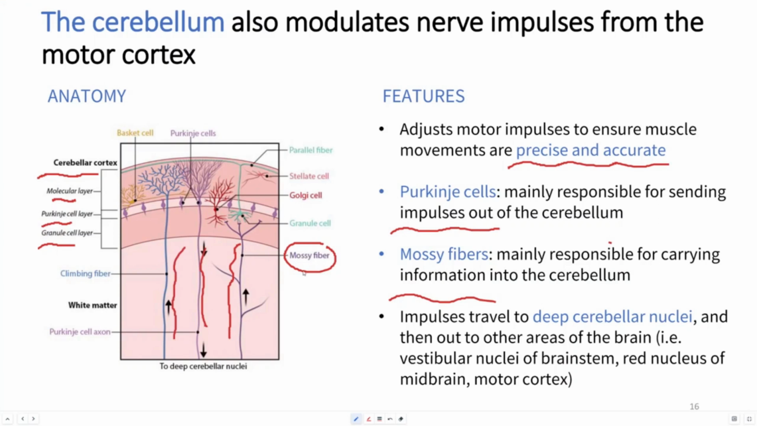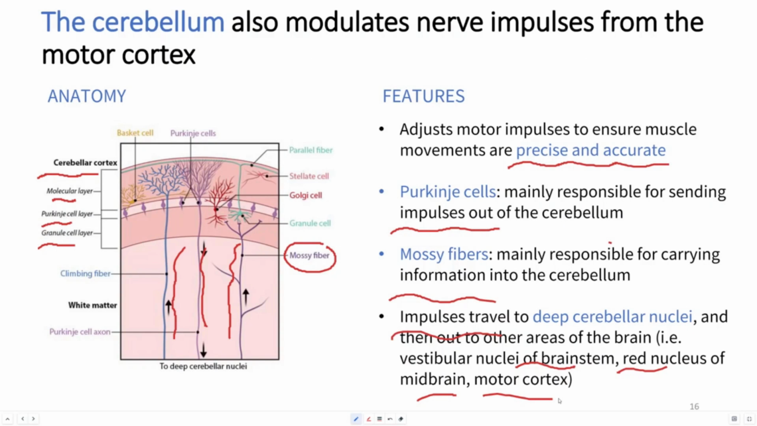It also plays a role for maintenance of posture and balance. It receives information from articulations and joints, the muscles of the body, and analyzes information to allow the body to position in a precise manner to control equilibrium. For example, keeping our body upright. These impulses can travel to the deep cerebellar nuclei, to regions of the brainstem, the red nucleus, the midbrain, the cortex, for modulation and precise controlling.